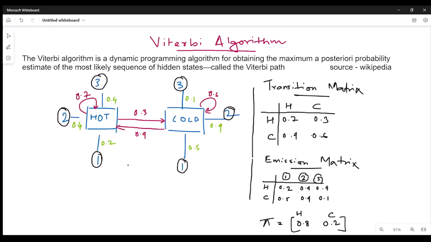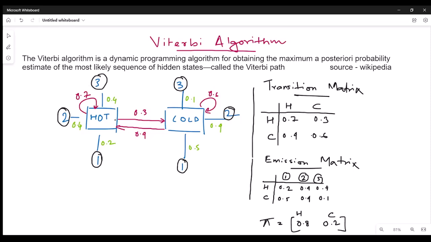This problem is called the ice cream weather problem, and here we have to identify what the weather condition is based on how many ice creams have been eaten by an individual. So the weather condition over here, whether it is hot or cold, is hidden for this particular problem statement. We need to identify it based on the states that are observed, that is the number of ice creams consumed by an individual.